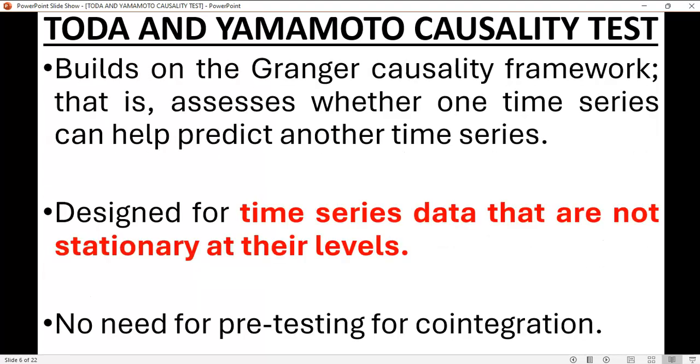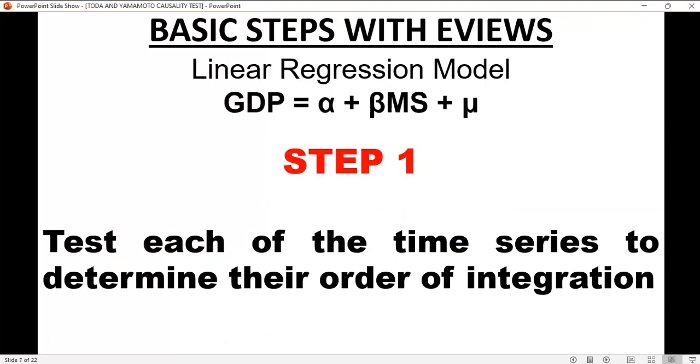Now, the Toda and Yamamoto causality test builds on the Granger causality framework. That is, the causality test assesses whether one time series can help predict another time series. Two very important things about the Toda and Yamamoto causality test are that it is designed for time series data that are non-stationary at their levels. Please note, it is designed for time series data that are not stationary at their levels. And there is no need for pretesting for co-integration. That is it.